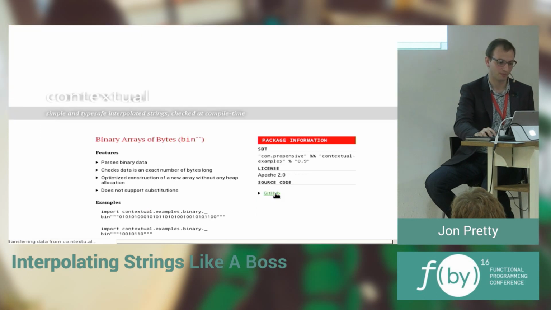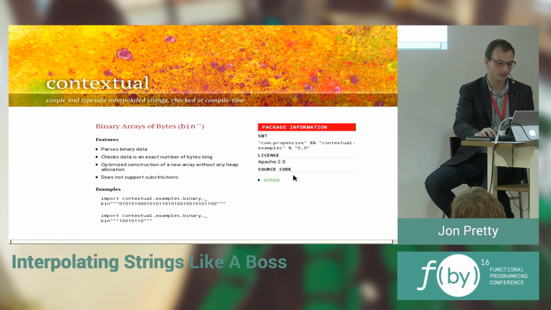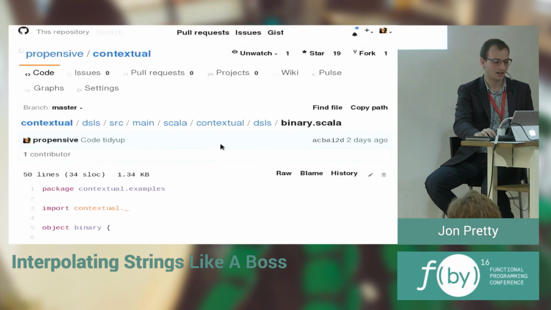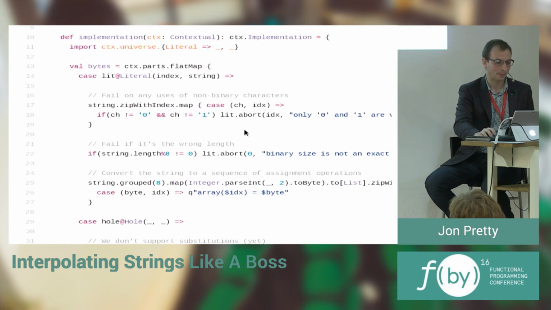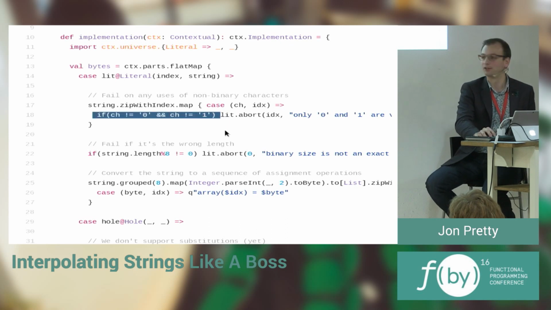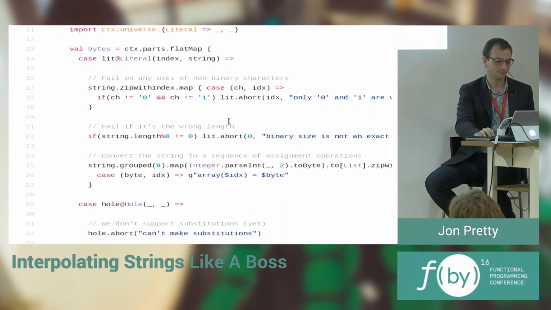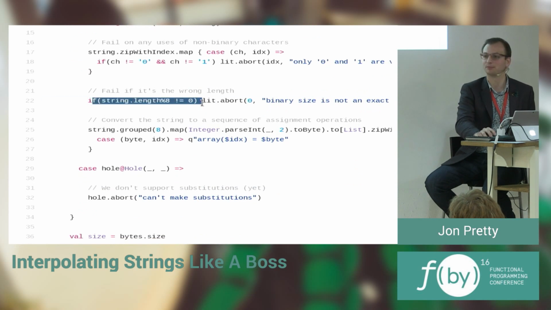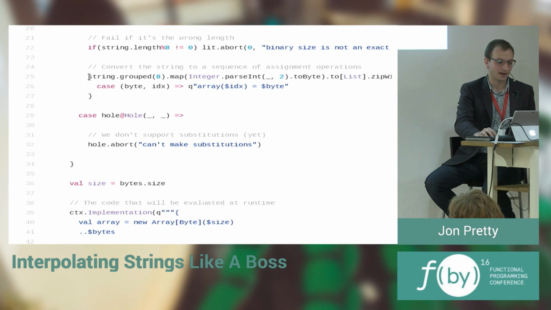So, binary array of bytes. There are some examples, and look at the source code on GitHub. I'll talk you through it line by line, which will be quite quick. We check that all of the values are 0 or 1, or we fail. We check that the length is an exact multiple of 8, or we fail. We then convert those bits into an array of bytes.